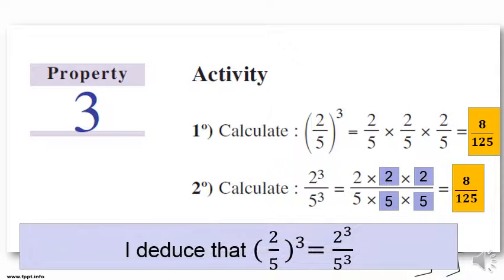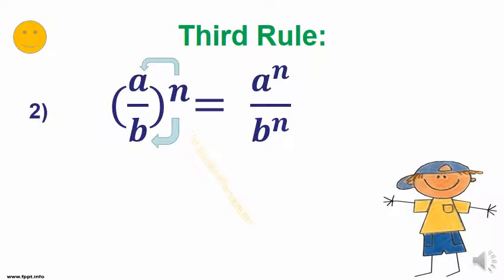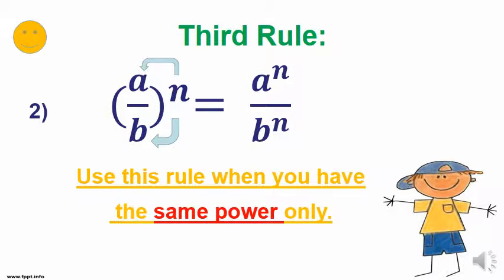We notice that also on division, we can distribute the exponents similarly to the multiplication. So the third rule tells us if I have a division or a quotient of powers, we can distribute the exponent on the numerator and on the denominator.